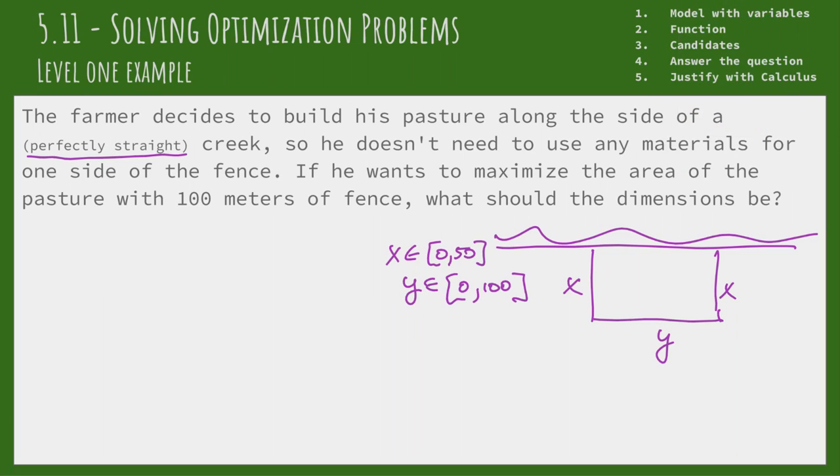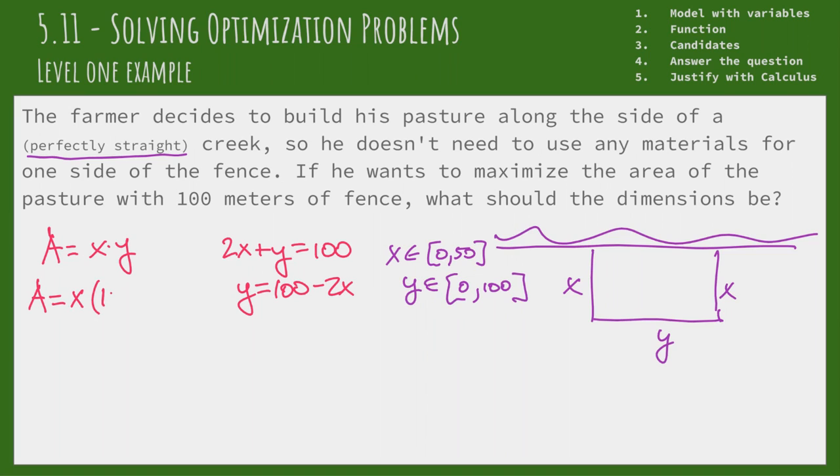Now I'm going to write an equation for the area, which is going to be x times y again. Again, we want to get rid of one of the variables. This time the equation we're going to use for perimeter is going to be 2x plus y equals 100. I'm going to solve that for y and get y equals 100 minus 2x and plug that into our area equation, and we get area equals x times 100 minus 2x, or 100x minus 2x squared.